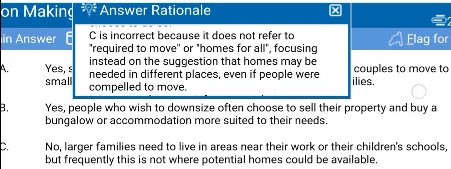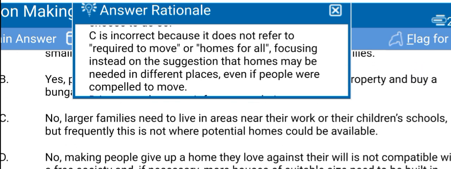Option C is incorrect because it does not refer to being required to move or homes for all, focusing instead on the suggestion that homes may be needed in different places, even if people were compelled to move.